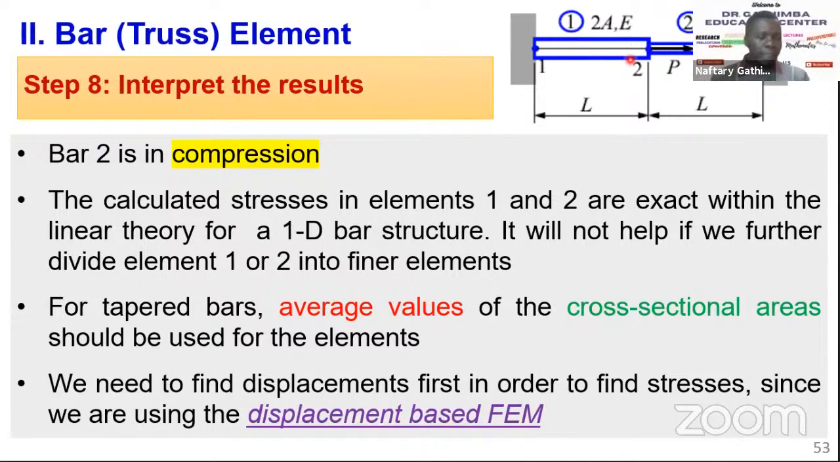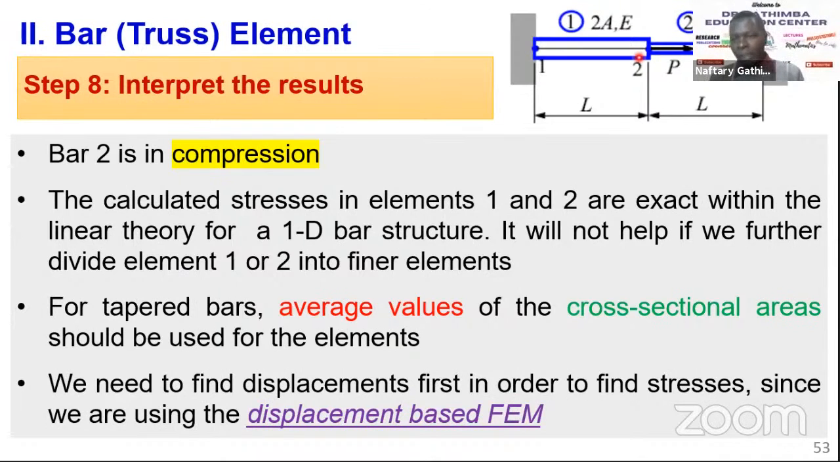Okay, and for the bar element, that's why I was saying, even if we further divided these elements into smaller or finer elements, we are not going to get a more exact solution. We have already obtained the exact solution, the answer you have calculated through the finite element method. If you use the strength of materials approach, we are going to get the exact answer.